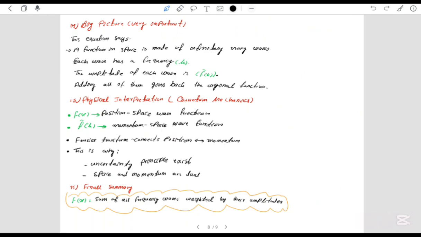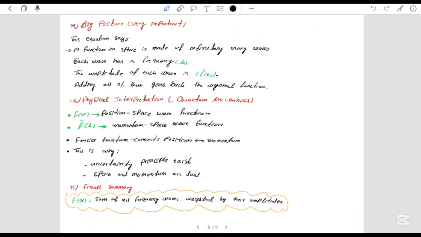Right, so the big picture of everything we talked about. This equation says a function in space is made up of infinitely many waves. Each wave has a frequency k. The amplitude of each wave is f tilde of k. Adding all of them gives back the original function.